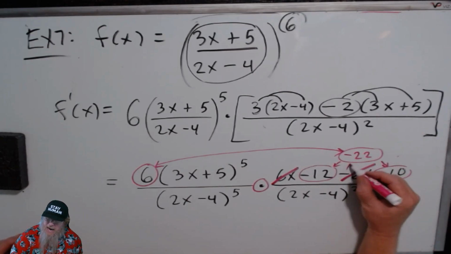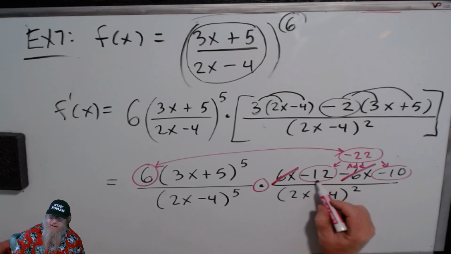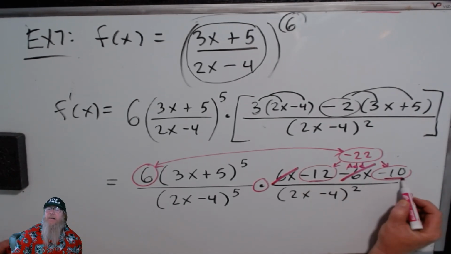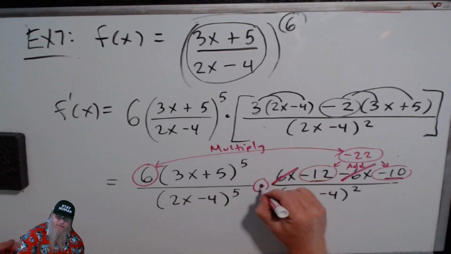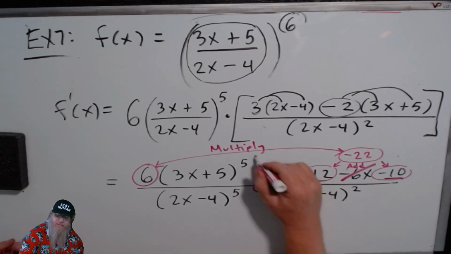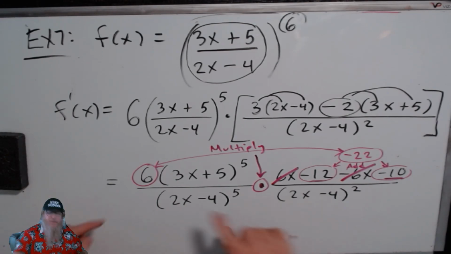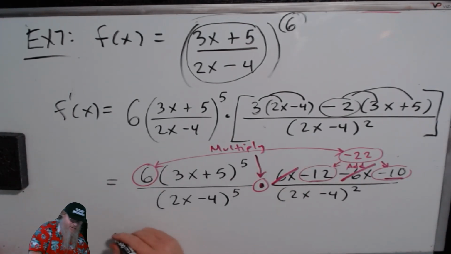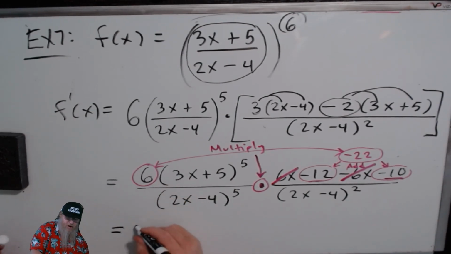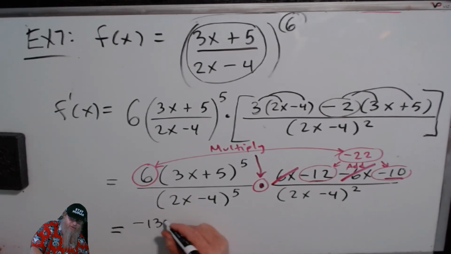And then I'm going to multiply. So first I add negative 12 and negative 10. And then I multiply because I've got this dot here. So it's 6 times negative 22. And I'm going to put that right out here in front. Negative 132.